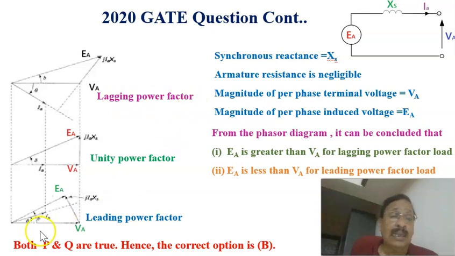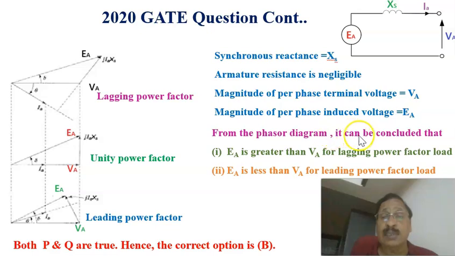The other case is when the load power factor is leading: the current phasor is leading the voltage VA by a certain angle phi. This is the phasor diagram in which this is the terminal voltage, and the voltage across the synchronous reactance, perpendicular to the current vector, is added, that is j IA XS, in order to get the induced voltage EA. In that case, you can see that for a leading power factor, the terminal voltage VA is more than the induced voltage EA. That is clear from the phasor diagrams of the lagging power factor as well as leading power factor, and this is corresponding to the unity power factor.